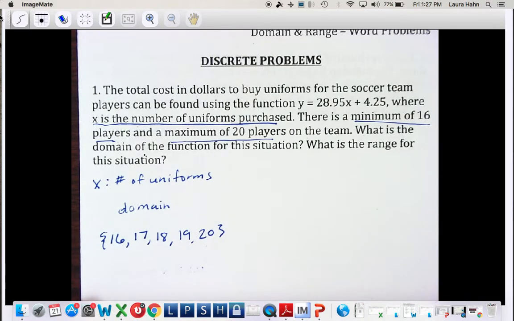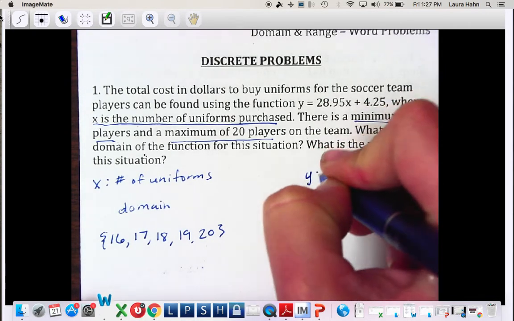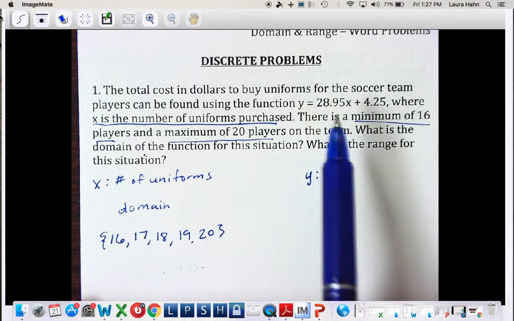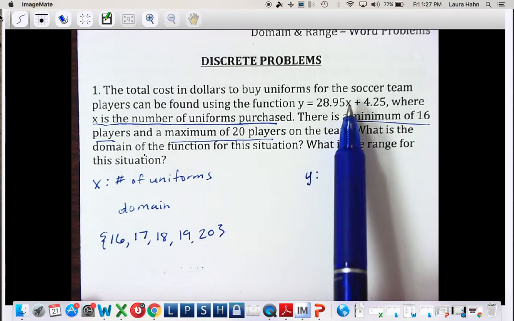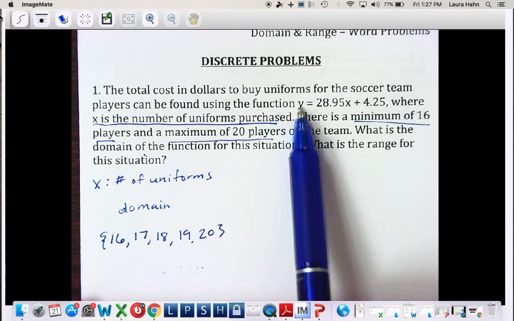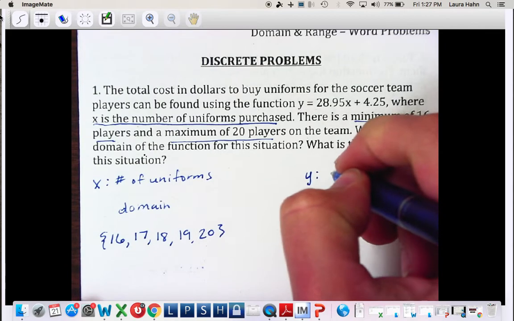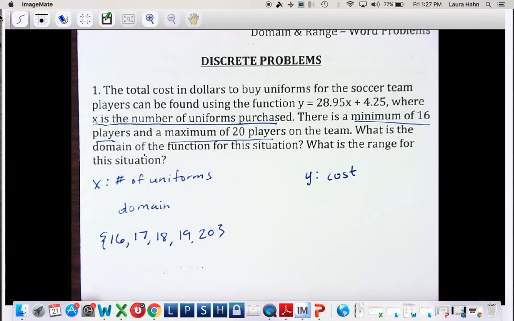Okay, so let's talk about range. Range is y. And if we look at this equation up here, if x is the number of uniforms, y is going to be the cost. So now what I need to do is figure out what the cost would be if I buy each of these uniforms, and I'm going to write that in a list.